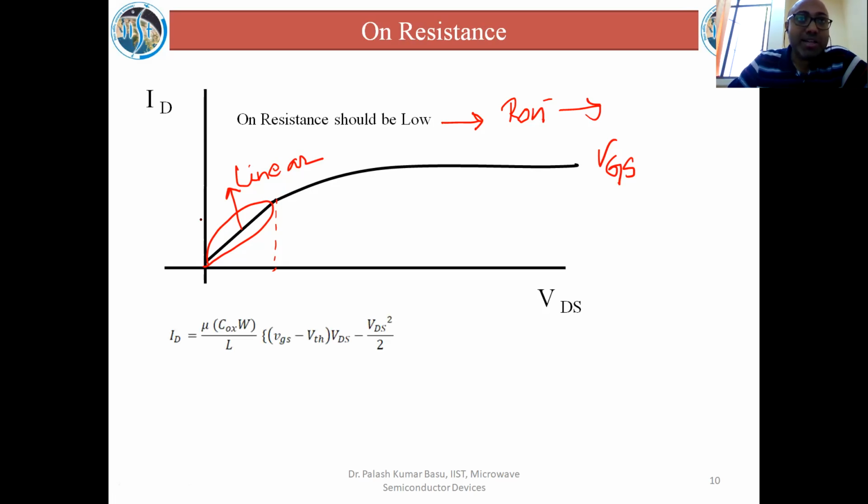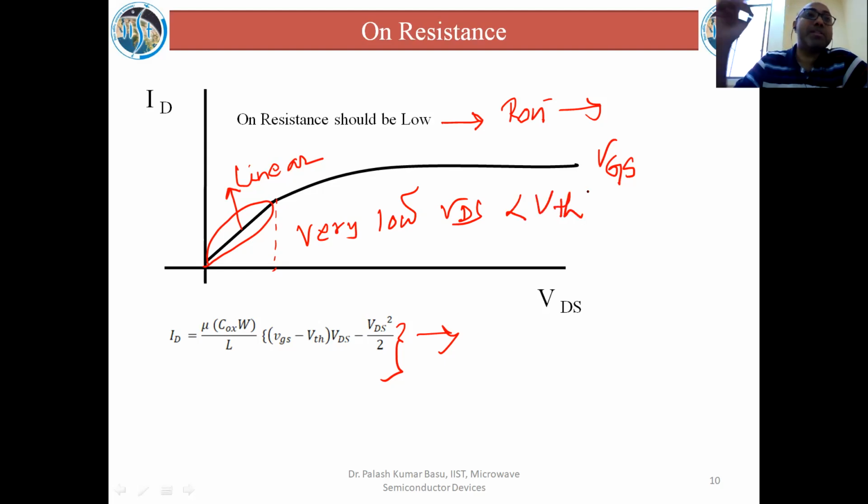Now what is my on resistance? So you go to that. This is actually our fundamental expression. I is equal to mu Cox W by L into (Vgs minus Vthreshold) into Vds minus Vds square by 2. Sorry, I have missed this part. Okay. Now here I am discussing very low Vds. Right? Because low Vds means below my threshold voltage, because after threshold voltage it is actually going to saturate. So what we have to study? We have to study below threshold voltage.